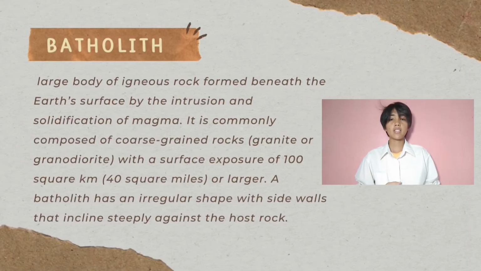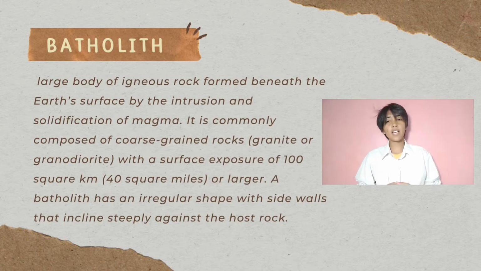So, the next is batholith. Batholith is a large body of igneous rock formed beneath the Earth's surface by the intrusion and solidification of magma. It is commonly composed of coarse-grained rocks, granite, or granodiorite, with a surface exposure of 100 square kilometers or 40 square miles or larger. A batholith has an irregular shape with sidewalls that incline steeply against the host rock.